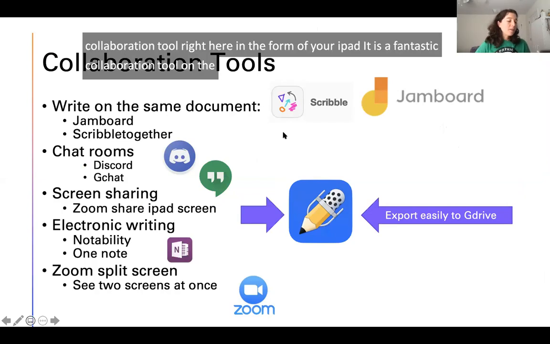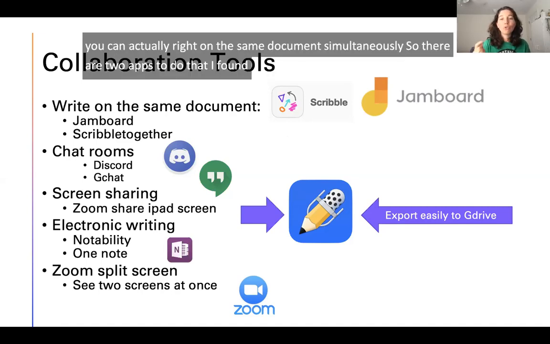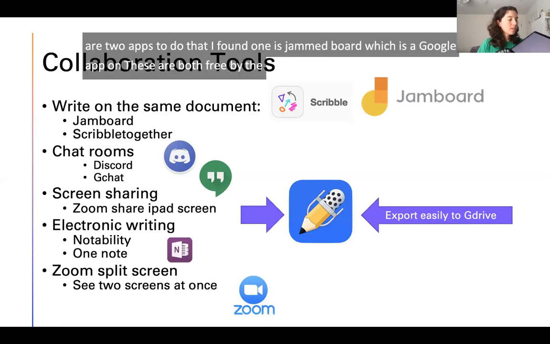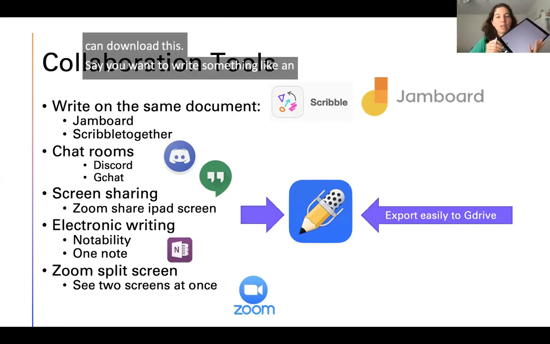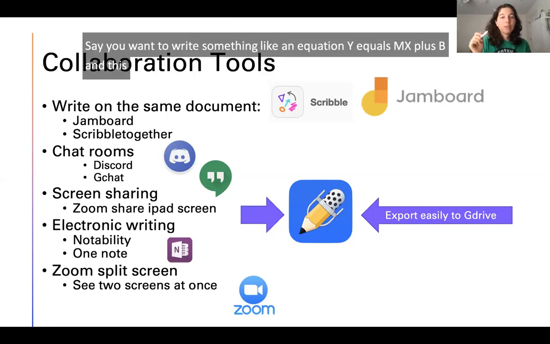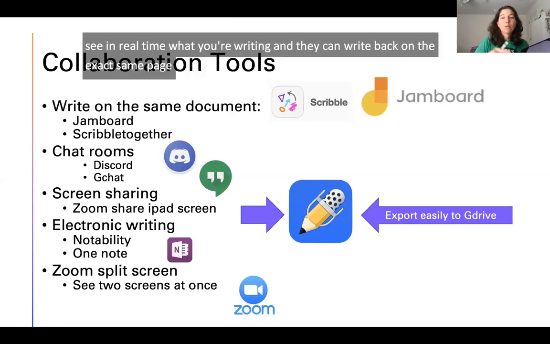So one of the things that you can do is you can actually write on the same document simultaneously. So there are 2 apps to do that I found. One is Jamboard, which is a Google app. These are both free, by the way. So you can download this. Say you want to write something like an equation, y equals mx plus b, and this is shared with another group member. Your group member can see in real time what you're writing and they can write back on the exact same page here. So Scribble Together and Jamboard both do those things.